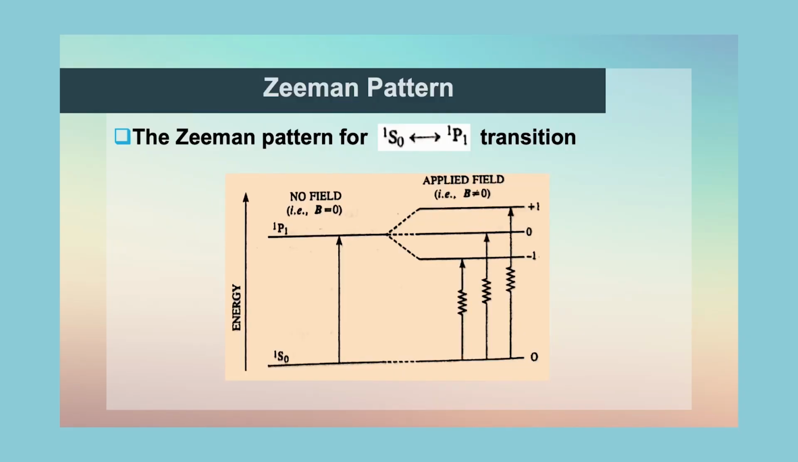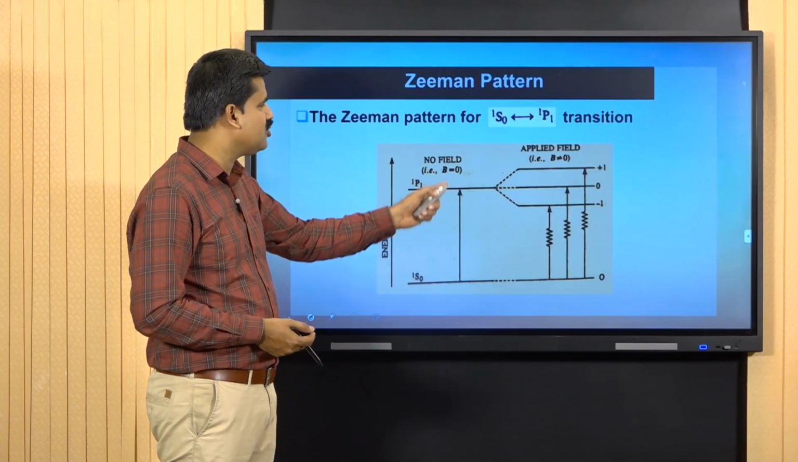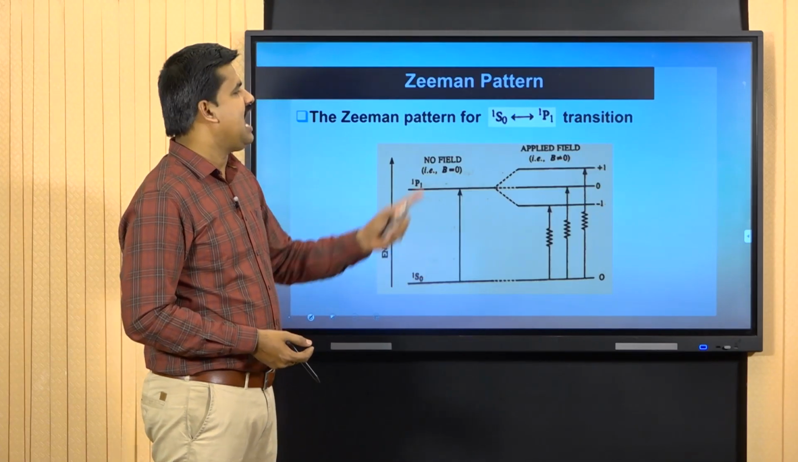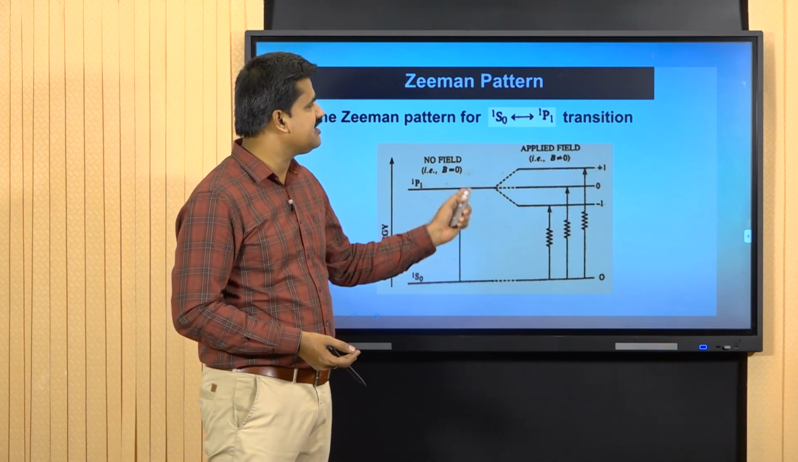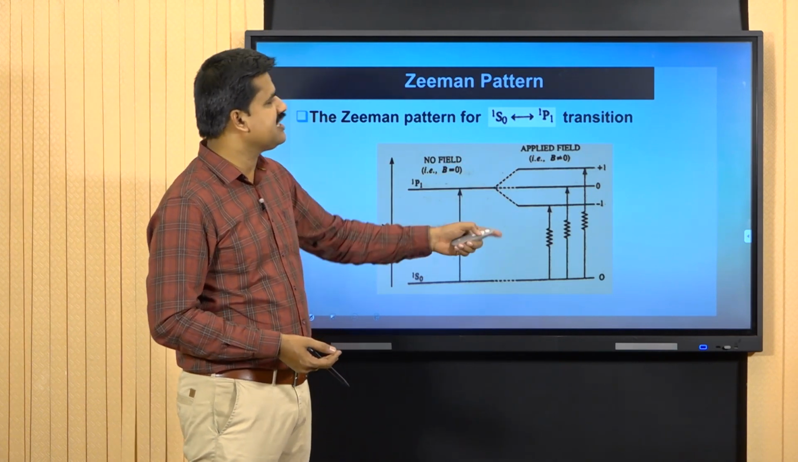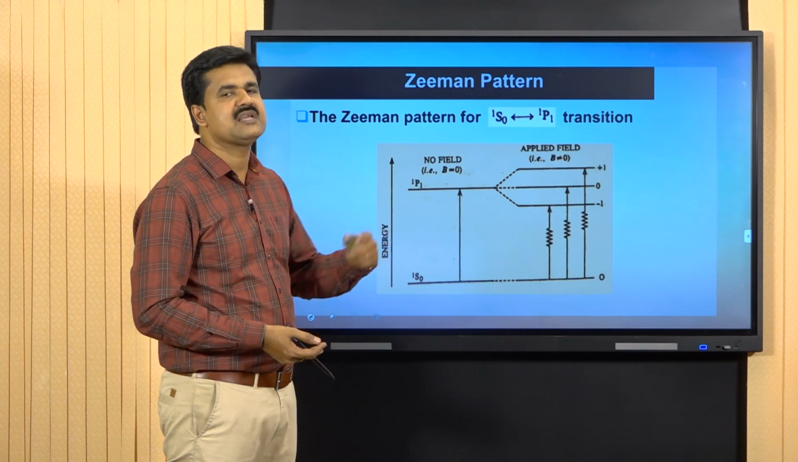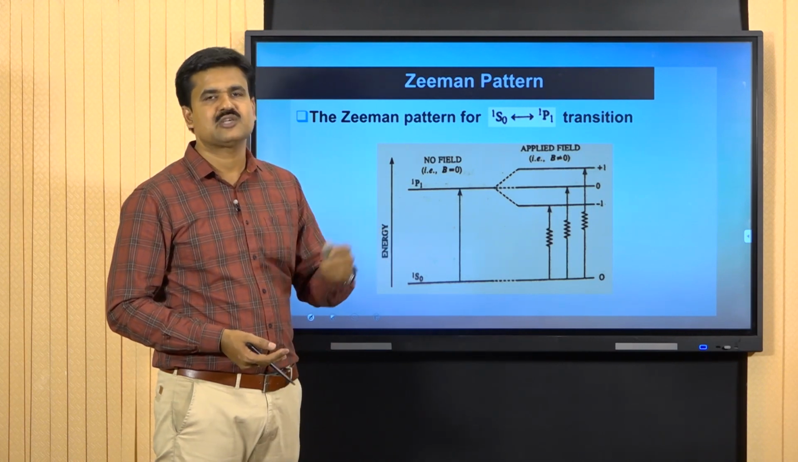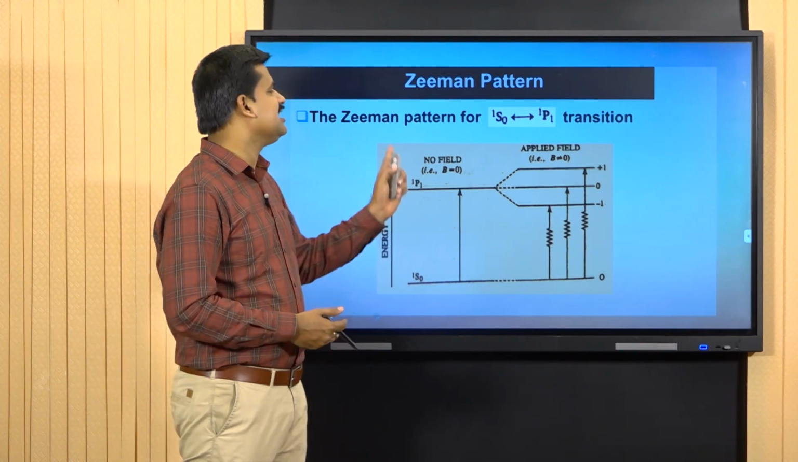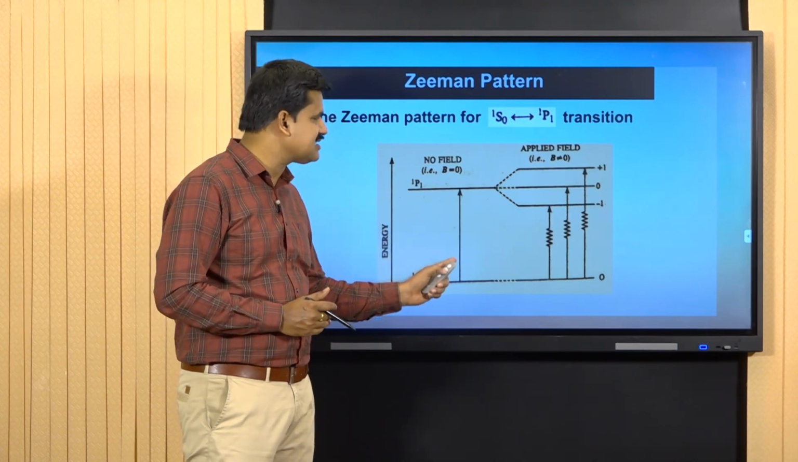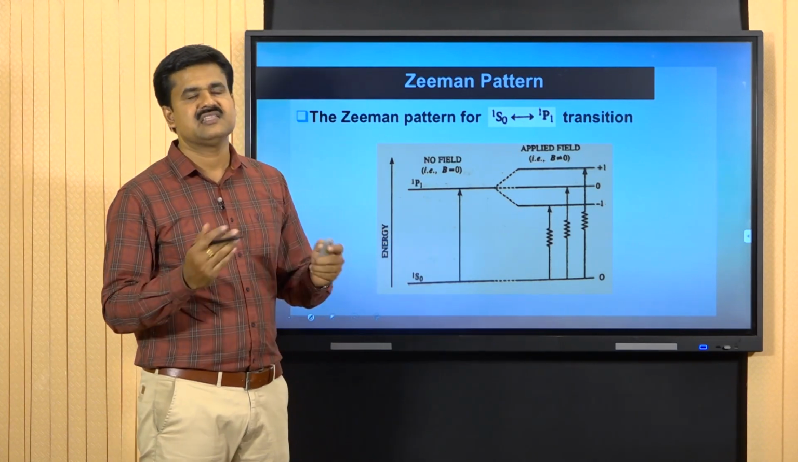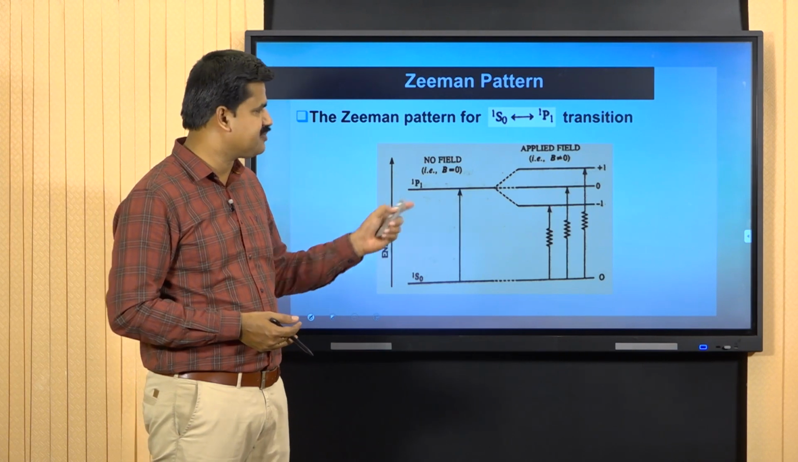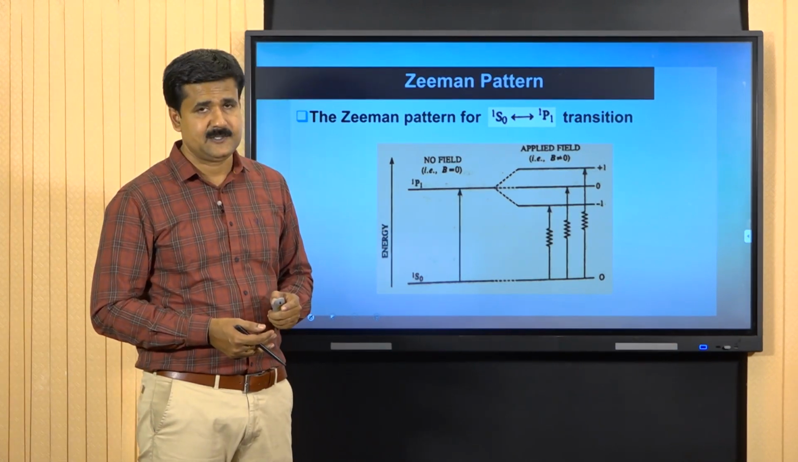Based on this, we can illustrate the Zeeman effect with the help of this diagram. Here there is no magnetic field, so only one line is present. As a result of the external magnetic field, this line is split into 3. So there are 3 possible transitions based on the above selection rule, delta Mj equal to 0, plus or minus 1. So, in the presence of the magnetic field, this one signal is split into 3 signals. This is called the Zeeman effect, and this picture is called the Zeeman pattern.